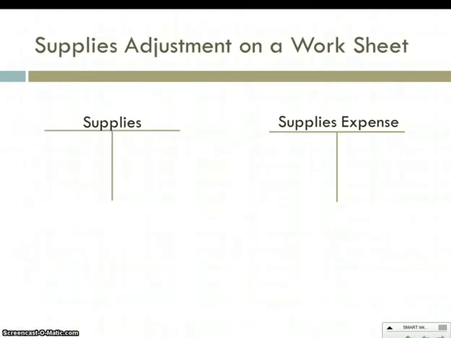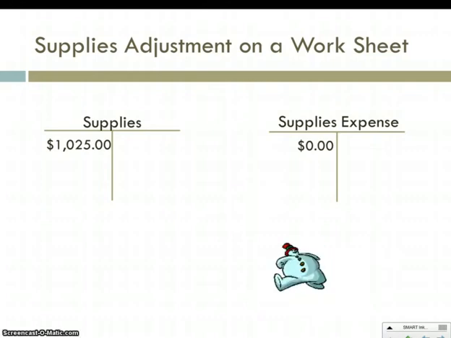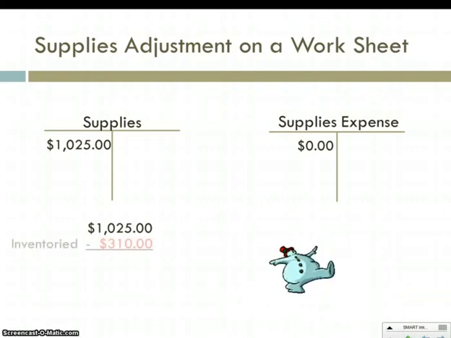So let's take a look at what we need to do to adjust our supplies. There are four questions that will be asked in analyzing the adjustment. First, what is the balance of supplies? Our ledger shows that we have $1,025 worth of supplies on hand. However, when we do an inventory, we find that we only have $310 worth of supplies on hand. So the second question is, what should the balance be? And it should be $310.